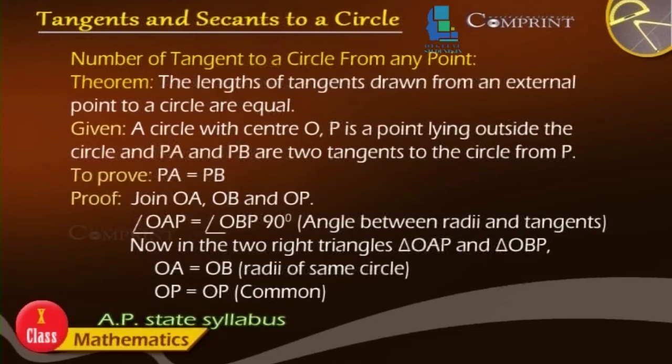Now, in the two right triangles, triangle OAP and triangle OBP, OA is equal to OB, radii of the same circle. OP is equal to OP, common.